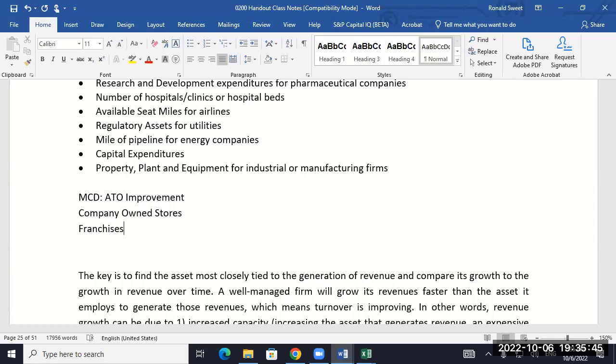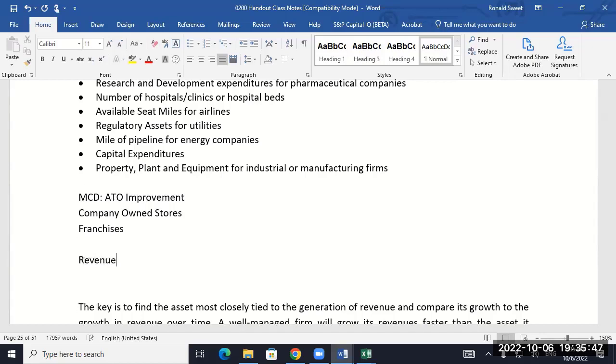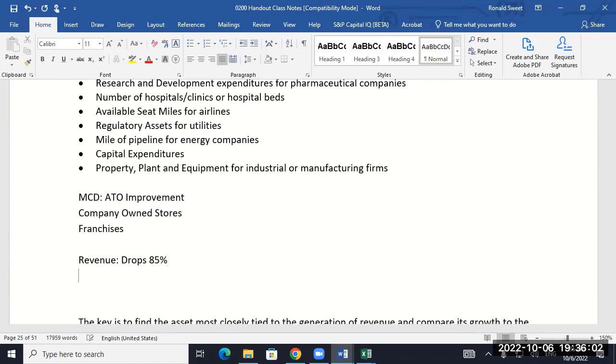Now, what does that do? Let's think about it. What is revenue going to do? It can go higher or lower? Much, much lower, right? You were getting 100% of revenue. Now, what are you getting? You're getting a royalty. So revenue drops 85%. What do assets do?